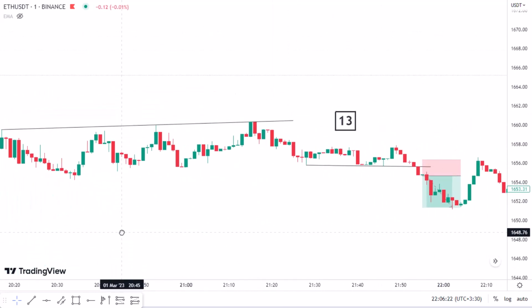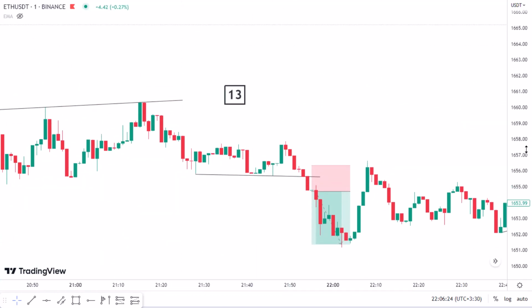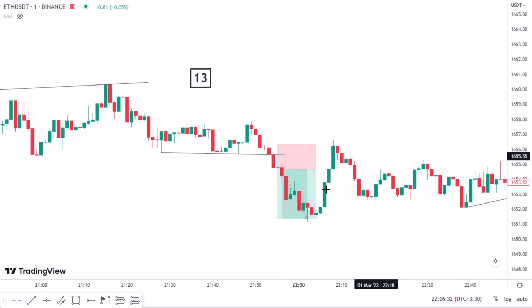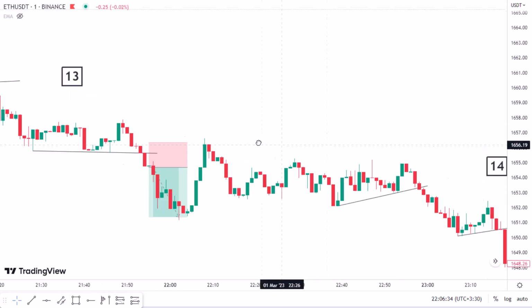On the trade 13, we have a trend line here with 2 touches. The third time breaks it here, we enter the sell position, put our stop loss somewhere safe, and it gives us a reward of 2.